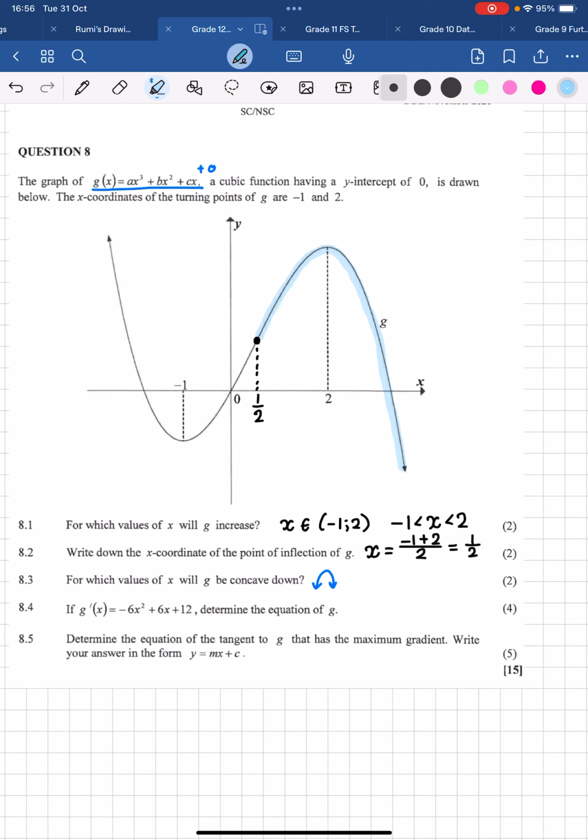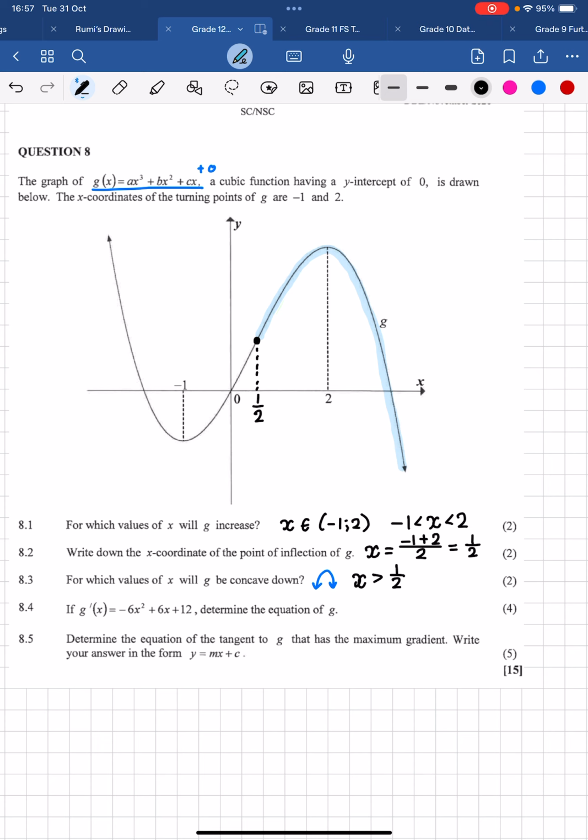All right. So we can see that the sad face shape, the downwards facing shape, the concave down shape is on the right of a half. So we are simply going to say where x is greater than a half. We are not going to include the point of inflection because at the point of inflection, just like at the turning points where it changes from increasing to decreasing or decreasing to increasing, this graph is changing from being concave up on the left hand side to becoming concave down. So we don't include that point of inflection.